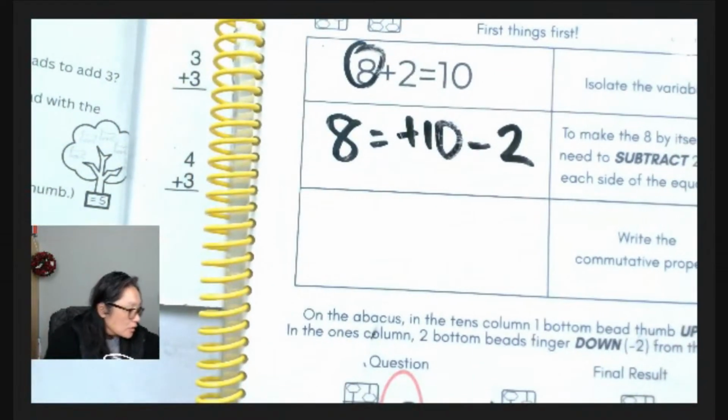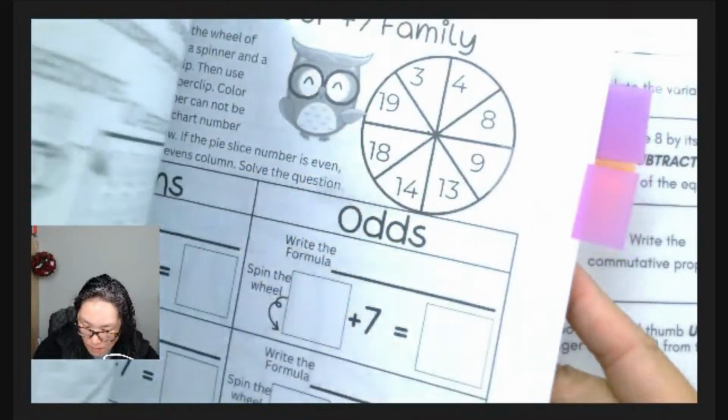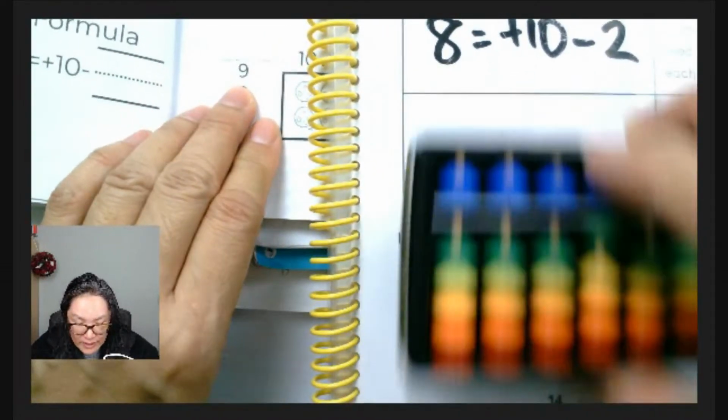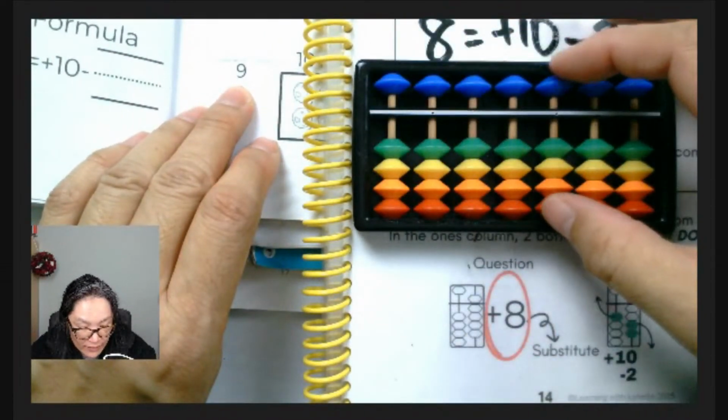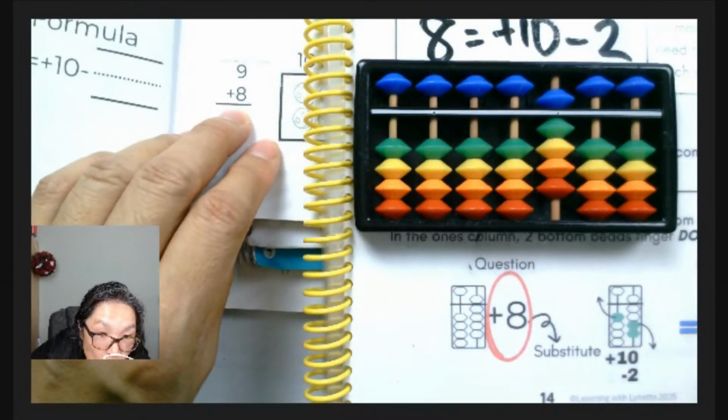What are we doing? We are going to look at my other book. Here we go. My question is 9. Notice when I have the 9 on my abacus, I don't have any beads. I need to add the 8. When I add the 8, oh man, 10 is my enemy. No, 10 is not your enemy.